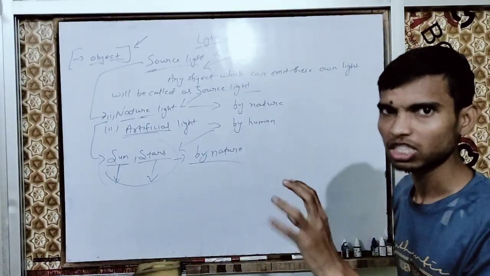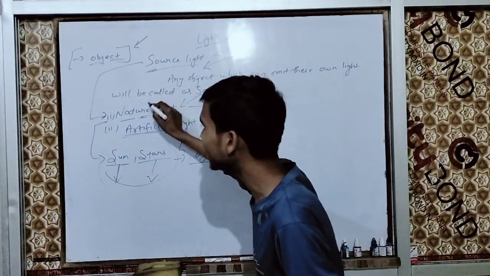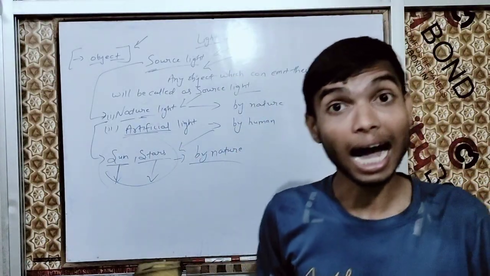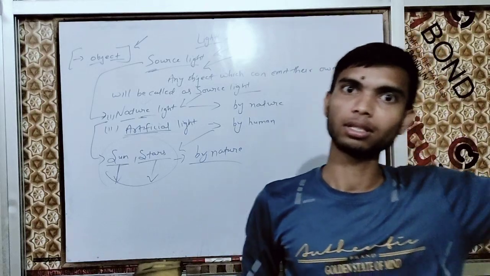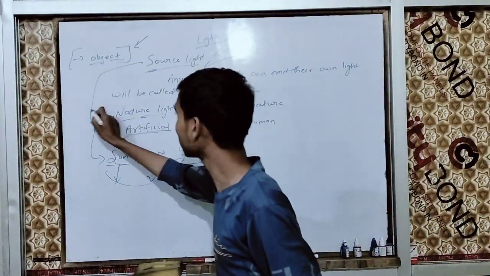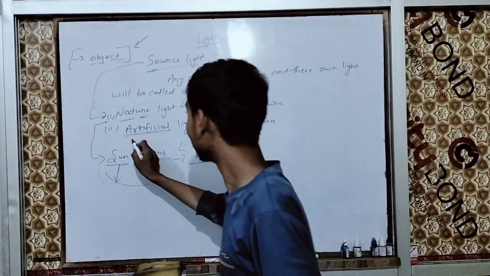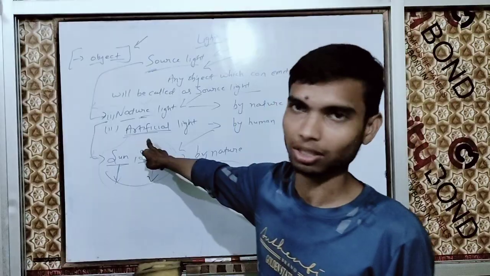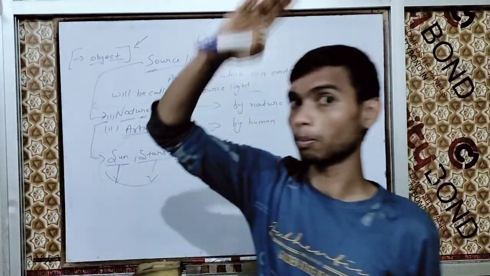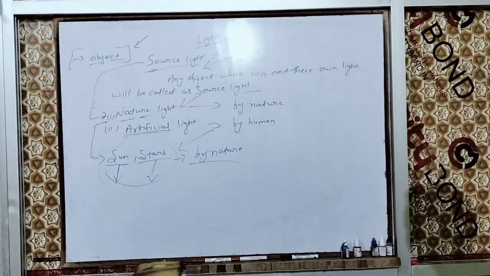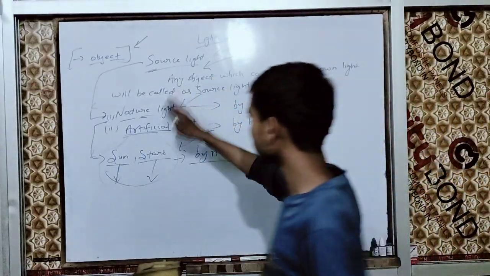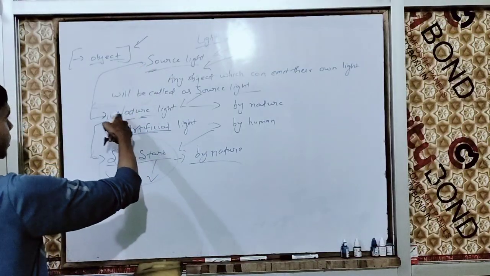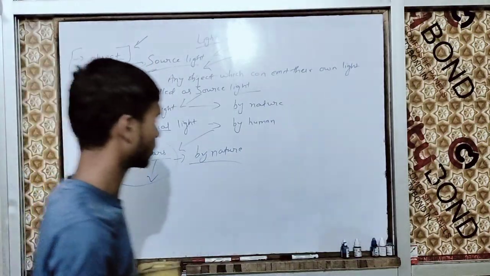The difference between them is very simple. Natural light is saying that I will be made by nature, and artificial light is saying that I will be made by humans. Natural light does not depend on humans, it depends on nature. Clear? So here we have understood about source light as well as about this.